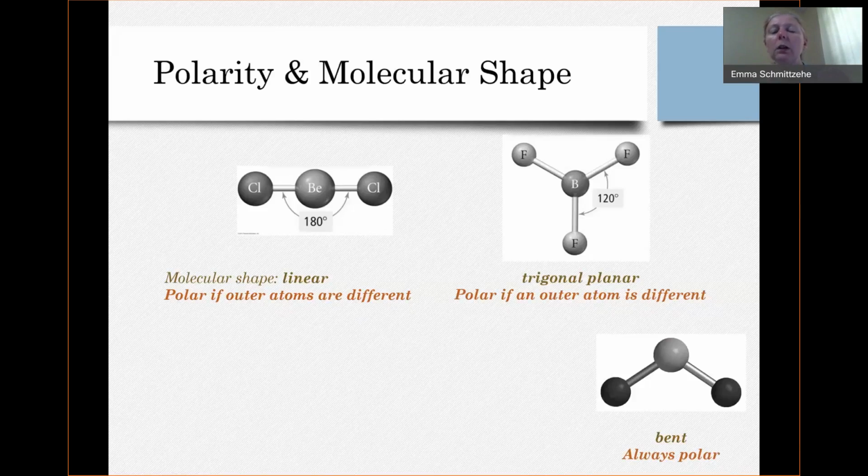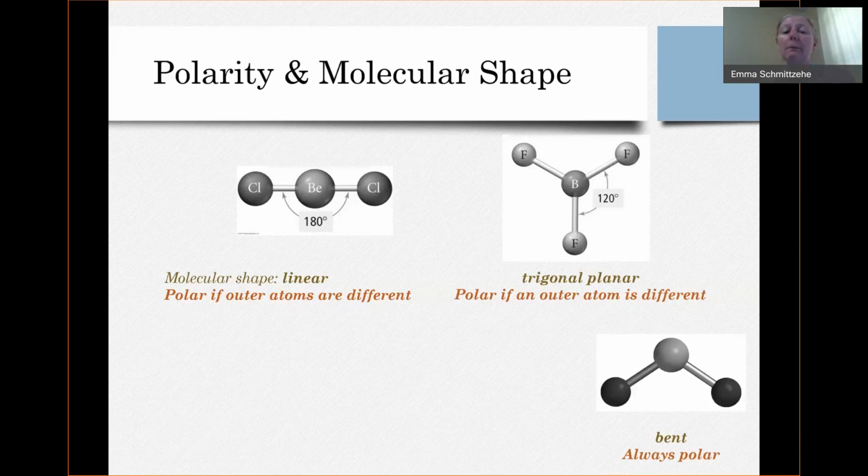Now you can get this bent structure also from a tetrahedral parent geometry, just when it has two lone pairs. And the same would be true. It's always polar. So that's an easy one. If you figure out that the molecular shape of something is bent, you know 100% it has to be polar.